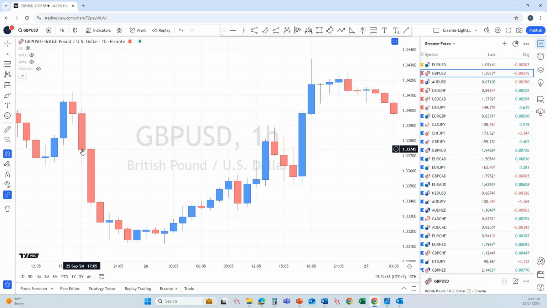Now let's discuss how to define tops and bottoms in the market using candlestick patterns, which is the most important part of trading, because if you want to identify trend direction, or trend momentum, and also if you want to identify trend reversal, in all cases you need to spot tops and bottoms correctly.